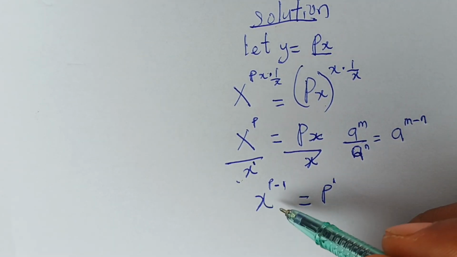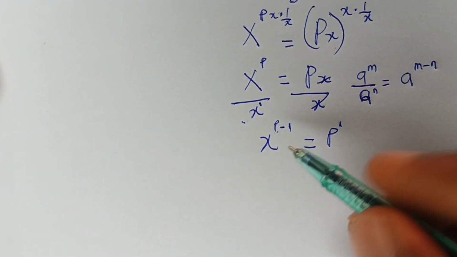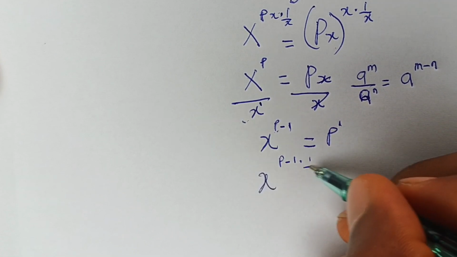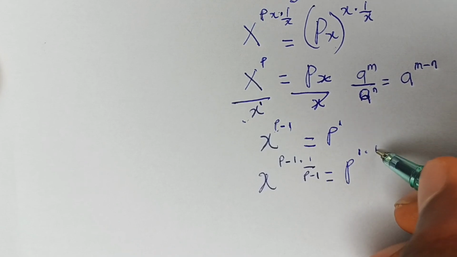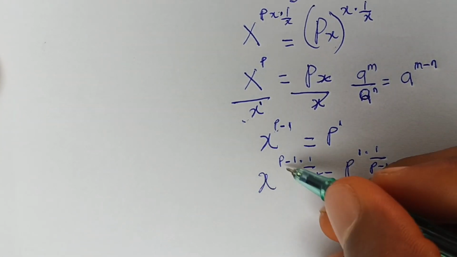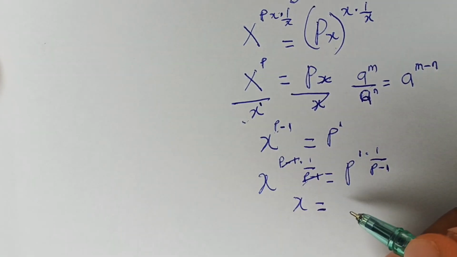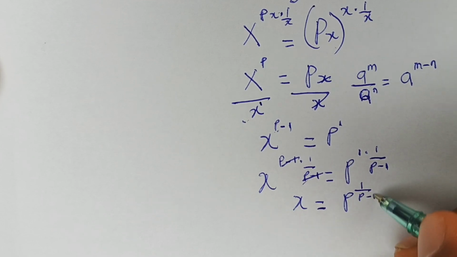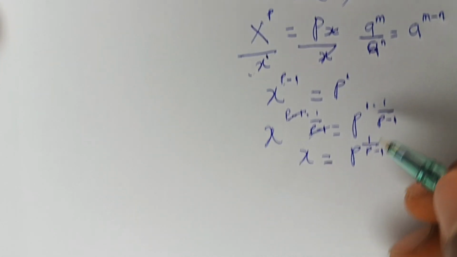Now, we are going to simply multiply both powers, because this is p raised to the power 1, by the inverse of p minus 1. So we're going to have x raised to the power p minus 1 multiplied by 1 over p minus 1 to be equal to p raised to the power 1 multiplied by 1 over p minus 1. So p minus 1 will strike p minus 1 to remain x, and x is now equal to p raised to the power 1 over p minus 1. I remember that p is a constant, so p can be any number in this world.